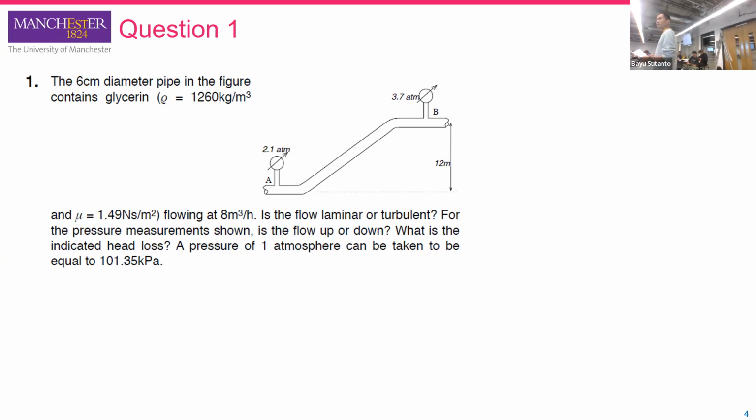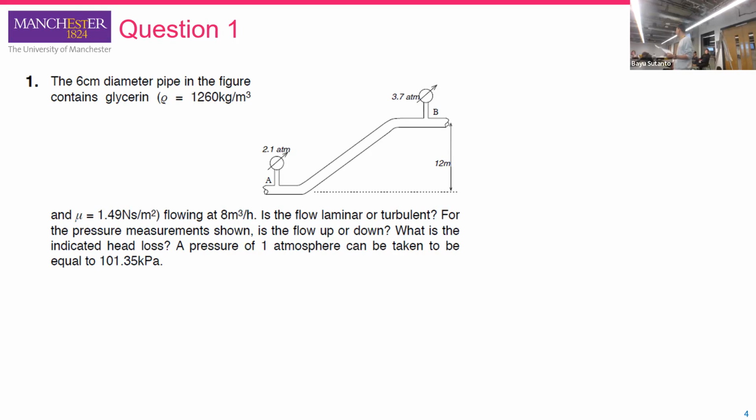We have a pipe connecting A and B. We don't know the direction. The information available is the diameter, around 6 centimeters. It contains glycerin with a density of 1,260 kilograms per meter cubed, flowing with a defined flowrate of 8 cubic meters per hour.